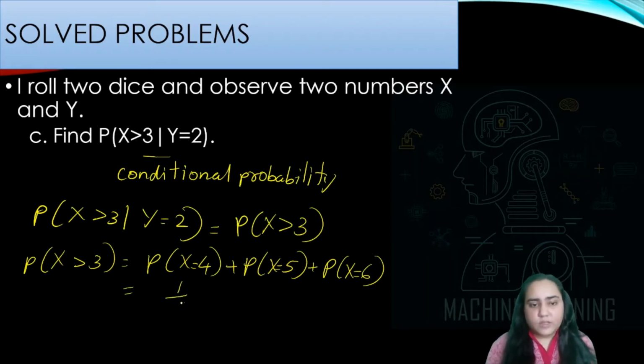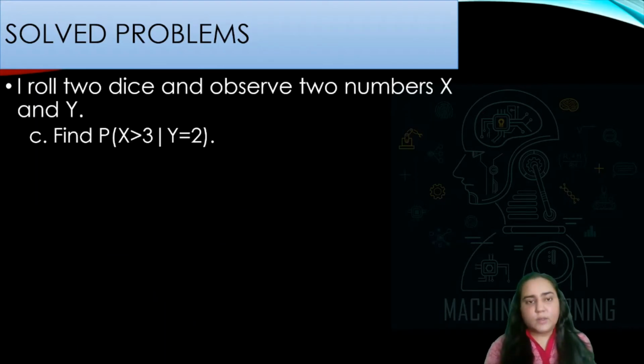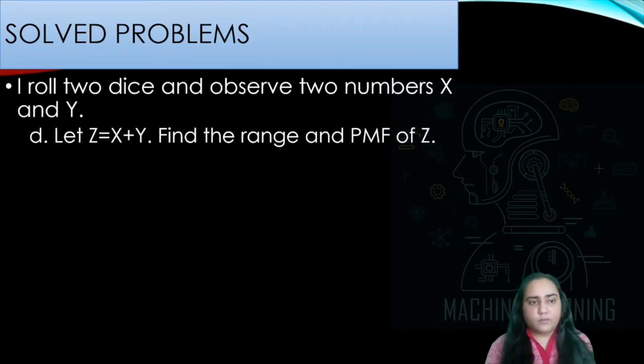So all of these are actually 1 by 6 because we know everything has equal probability. And so that is going to give me 3 by 6, which is going to be 1 by 2, which if you want to go further would be 0.5. So that is how you can calculate this value. Now let's take a look at another value.